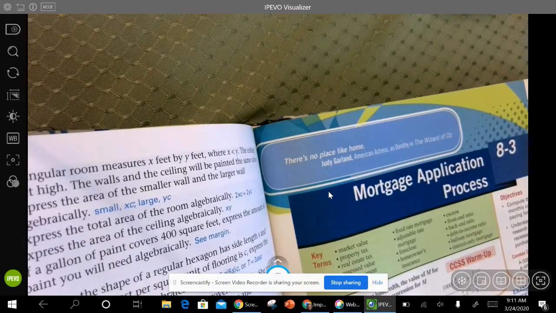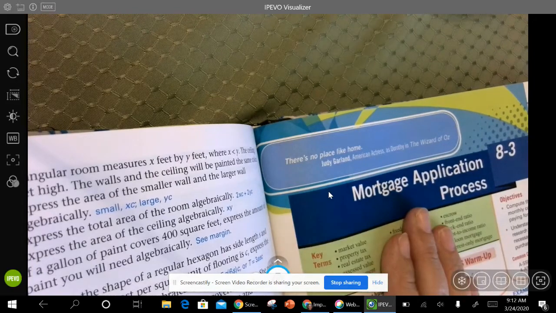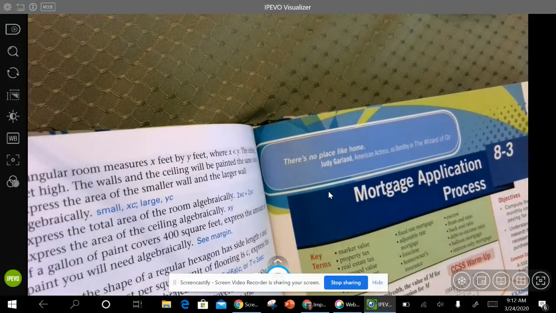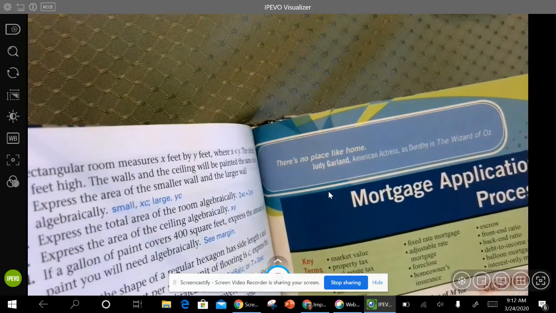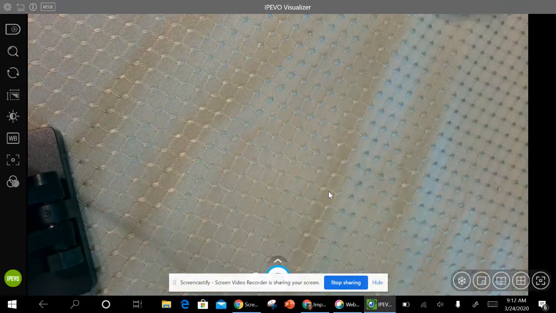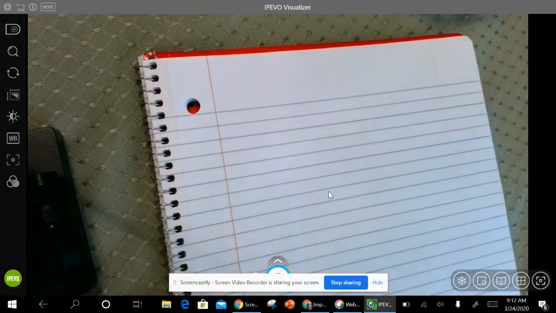And so for these next two sections in Chapter 8, everybody, they're about the mortgage application process. So about buying a home. So this first section is about the mortgage application process. We're going to be talking about what we need to know about mortgages. So I'm going to do the notes for that. These are a little long, but I will go ahead and get started on the notes.